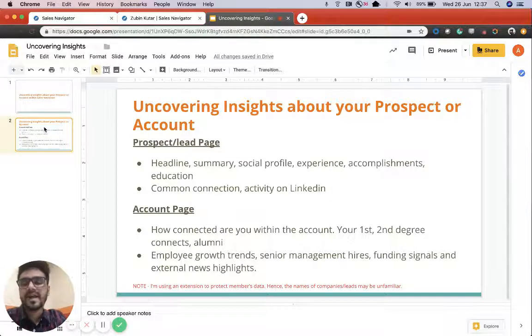But before I do that, let me inform you that I'm using an extension to mask members' data. Hence, the prospects and the accounts that I'll be showing you may seem unfamiliar. Right. So starting with the prospects or the leads page, you can uncover insights or information about that prospect by going through his headline, summary, social proof, his accomplishments, leveraging some common connections, and also his activity on LinkedIn.